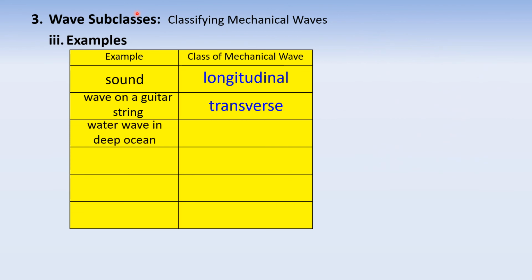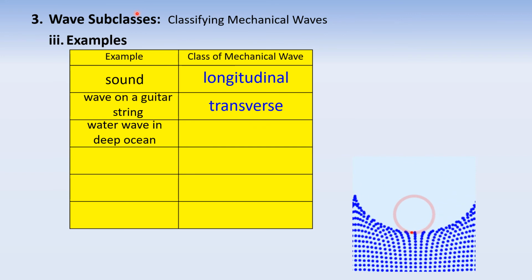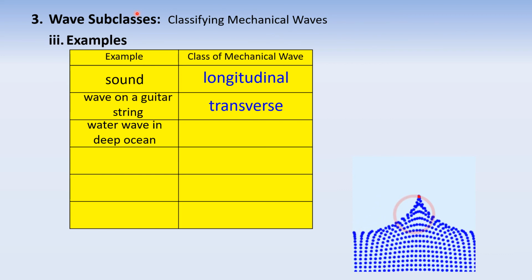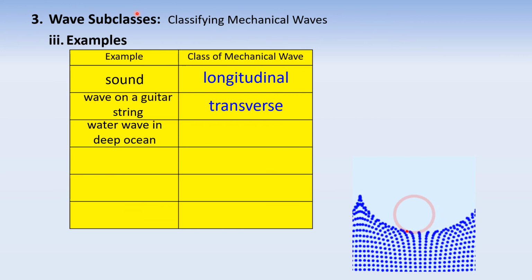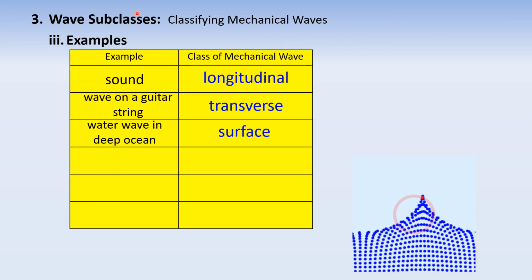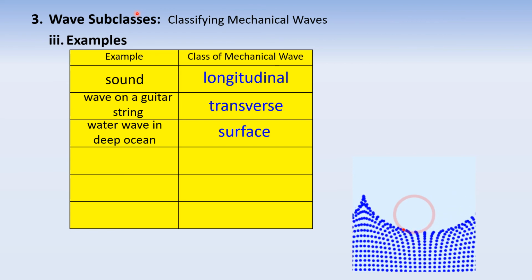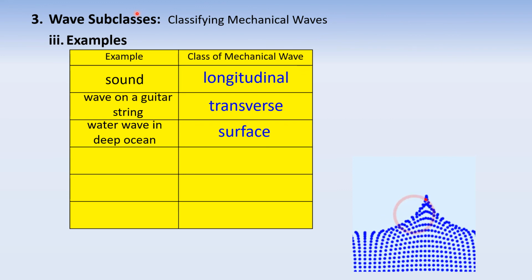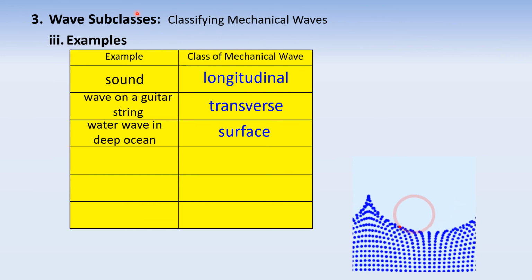What about a water wave deep in the ocean? Well, as we saw in the previous slide, when you look at a water wave that is created in a deep water source like the ocean, we see here that there is a circular motion to the water particles themselves. This is what we call a surface wave. Those particles are moving both in the same and opposite direction as the energy travels, as well as perpendicular to the direction the energy travels. And the superposition of these two motions gives us this circular motion.